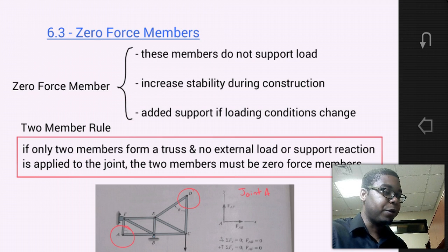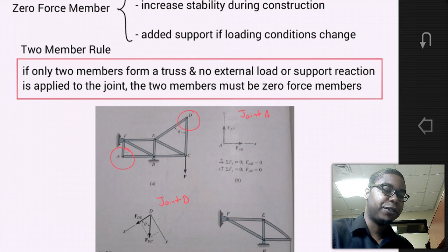Now in general, when we're doing problems here in statics, we want to identify those zero force members and eliminate them from our analysis. When we do not eliminate zero force members from our analysis, sometimes it can prevent us from being able to actually use our equations of equilibrium, use the method of joints, or use the method of sections in order to solve a problem, because we end up with too many unknowns and not enough equations. So there are two methods that we can use in order to identify zero force members. One is the two-member rule.